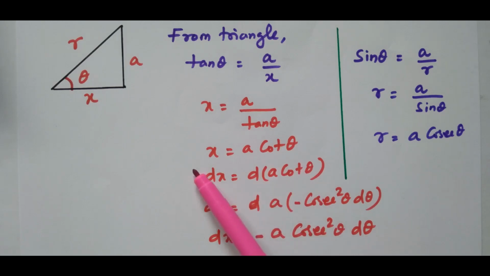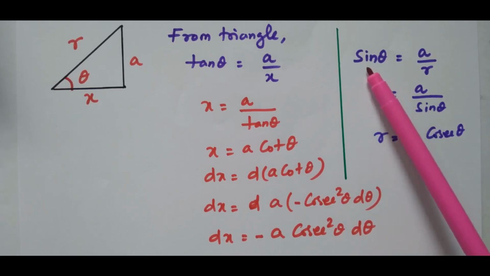What we need is differentiation. We need dx. So differentiate on both sides. dx equal to differentiation of a cot theta. The a is constant. The differentiation of cot theta is minus cosecant square theta into d theta. So finally, minus a cosecant square theta d theta. The expression for dx is minus a cosecant square theta into d theta. Now we got the expression for dx.